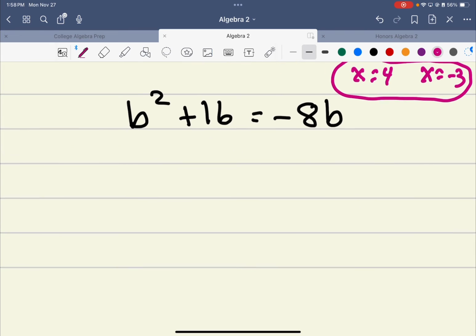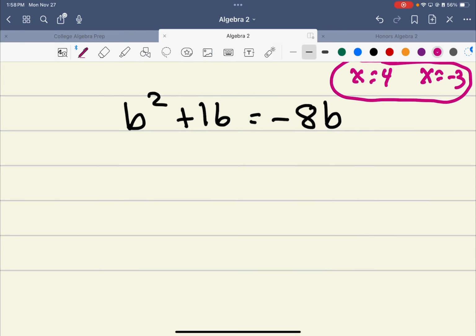Next one. b squared plus 16 equals negative 8b. Because we have an a, b, and c value, we have to put it in standard form first. So we have to get it equal to 0. That means I got to get the negative 8b to the other side of the equation. So mathematically, I have to add 8b to both sides.